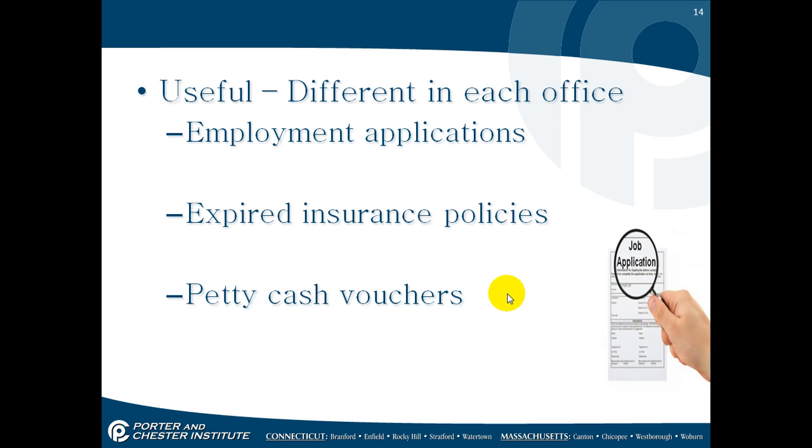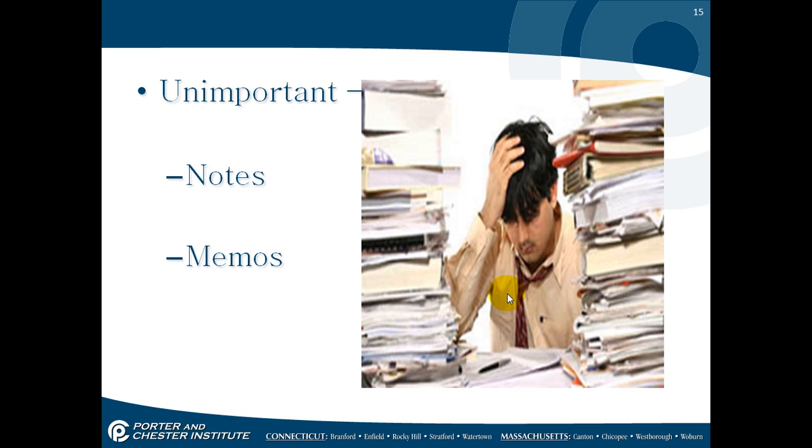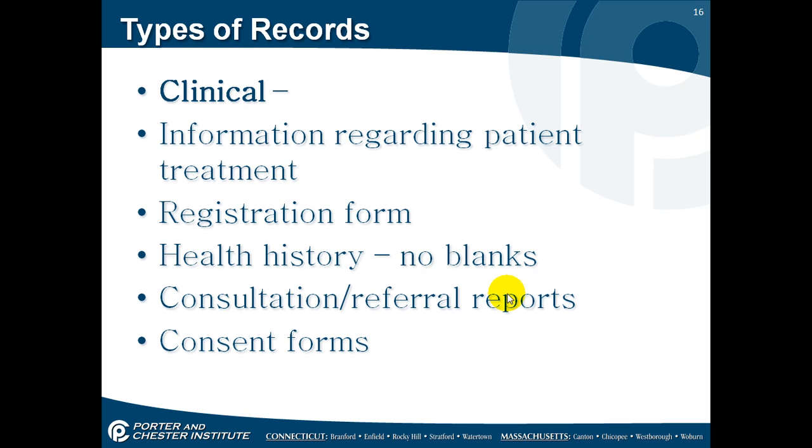Useful, different in each office. Employment application, expired insurance policy, petty cash. So these are useful to have. They wouldn't be in the patient's records, but they would be in the office files. And then there's unimportant, and those are notes or memos, and those you're probably just going to put in that circular file.